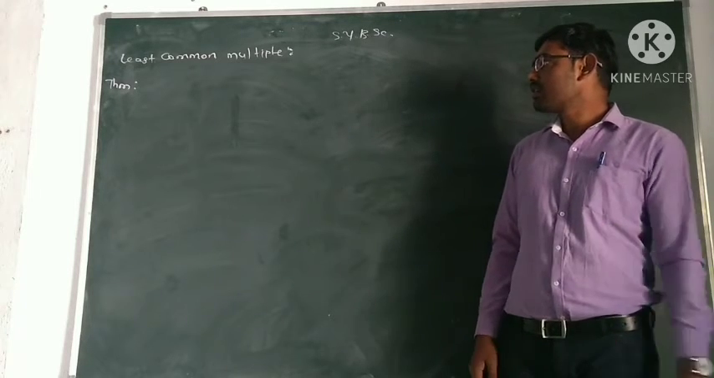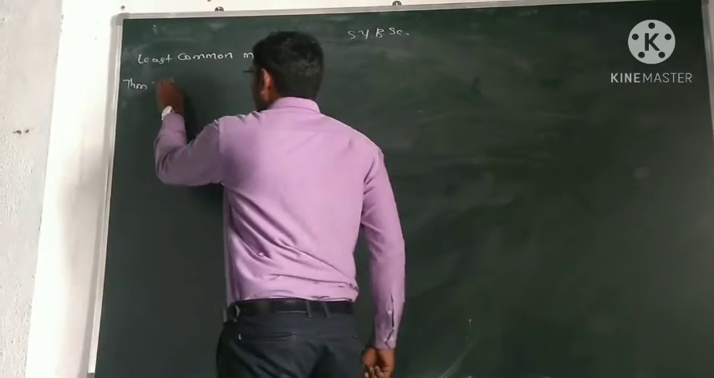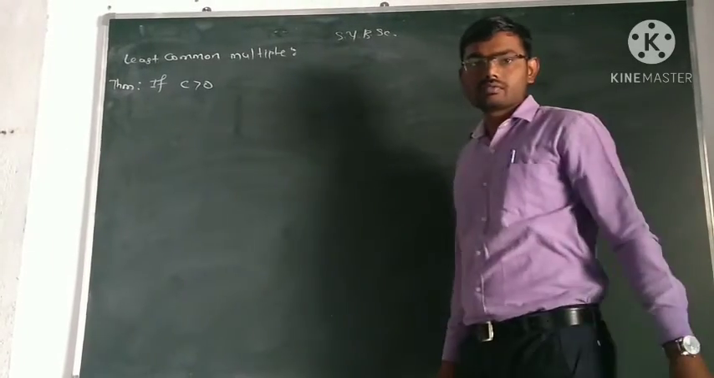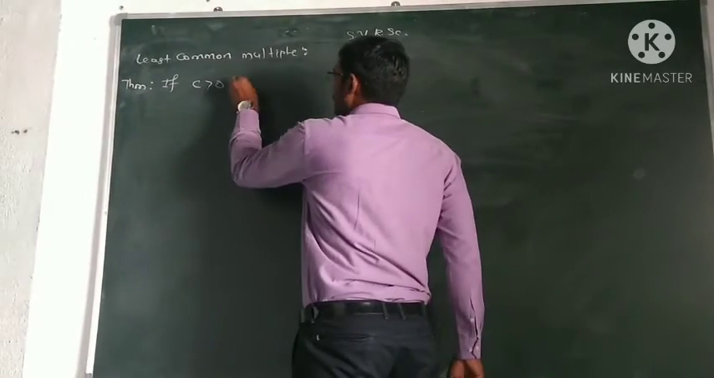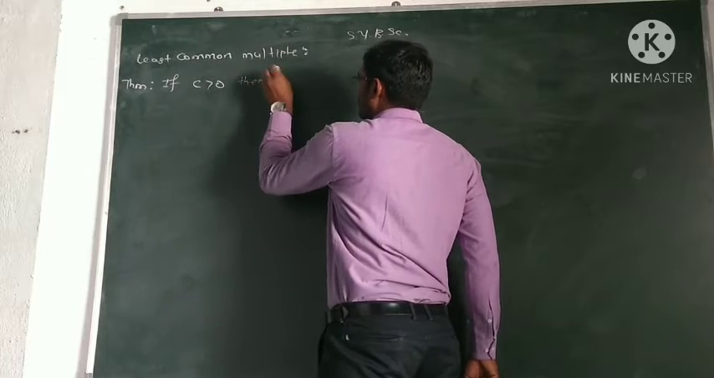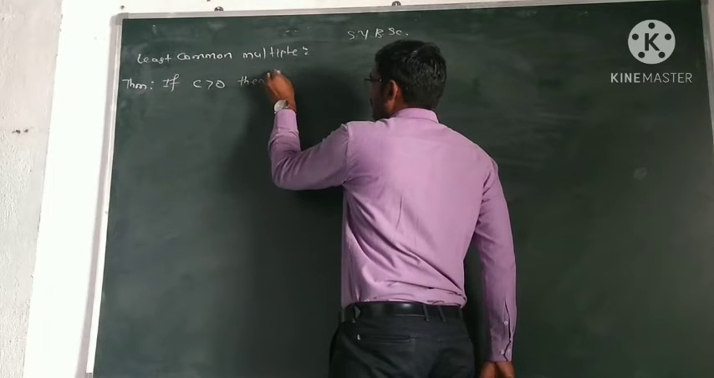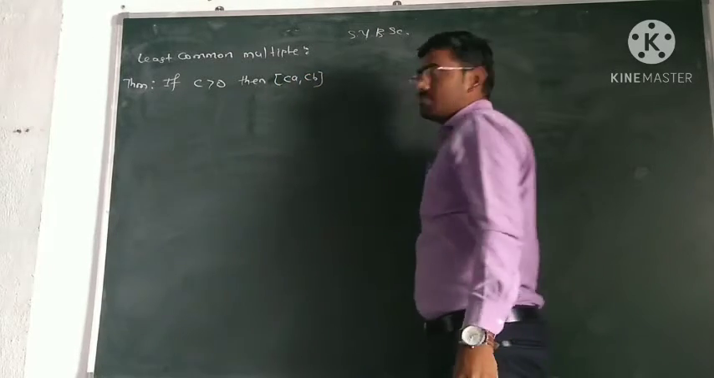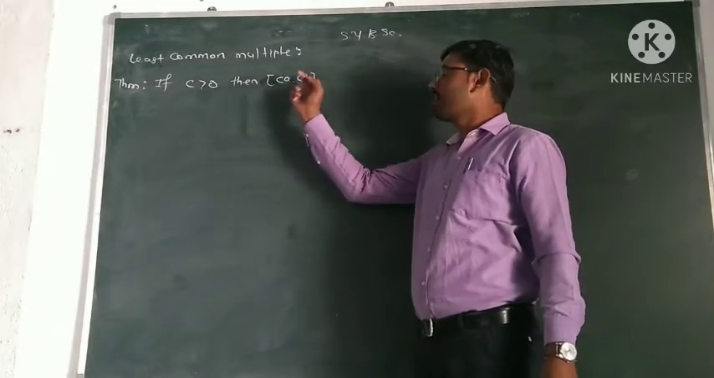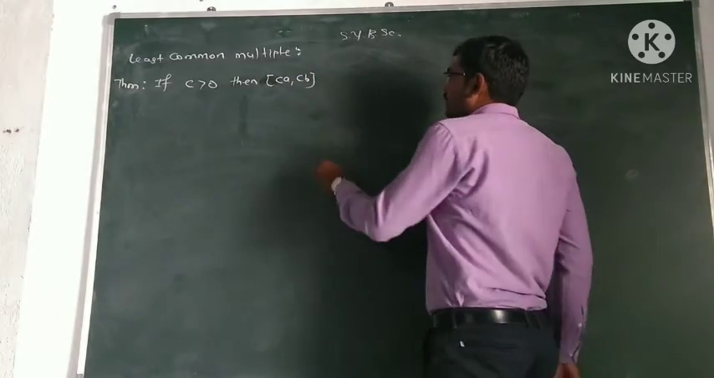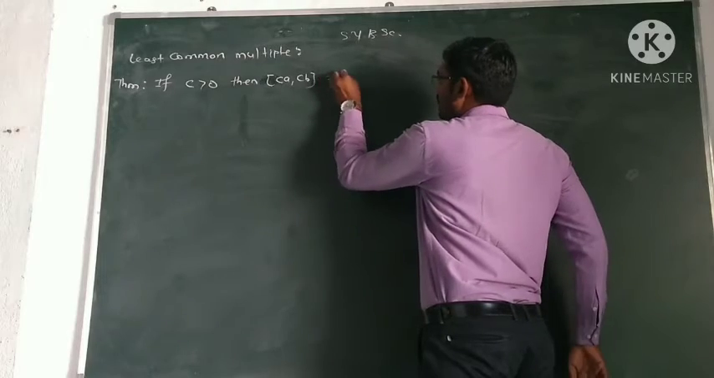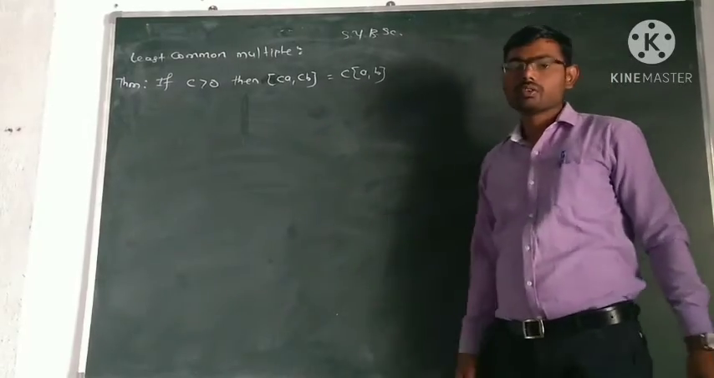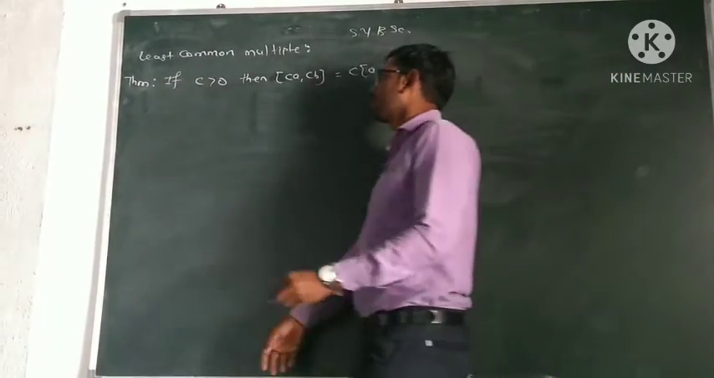So today's first theorem is: if the constant c is greater than 0, then the LCM of CA and CB, where C is a constant, and A and B are non-zero integers, is equal to C times LCM of A and B. You have to prove this theorem. The proof is very simple.